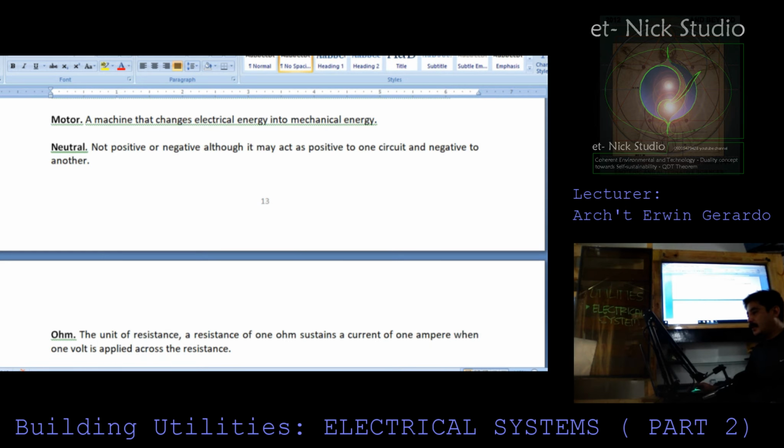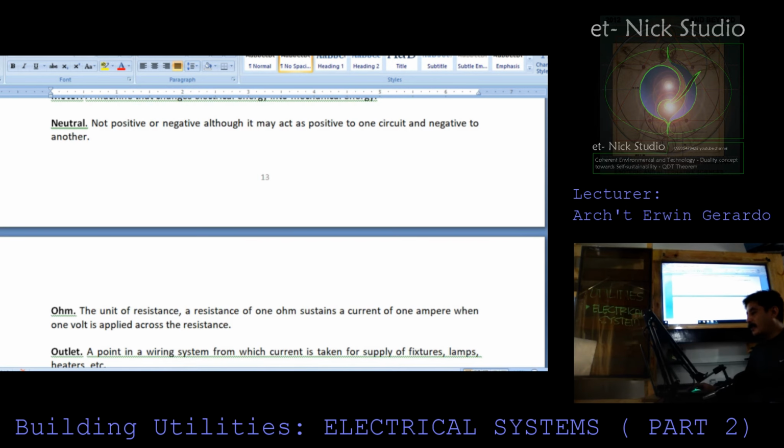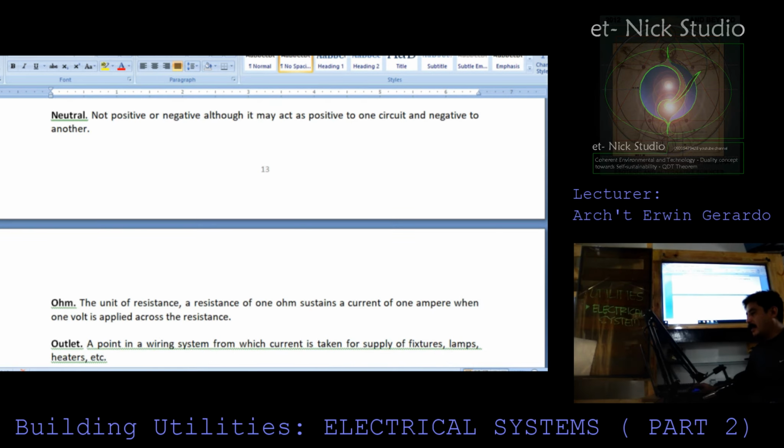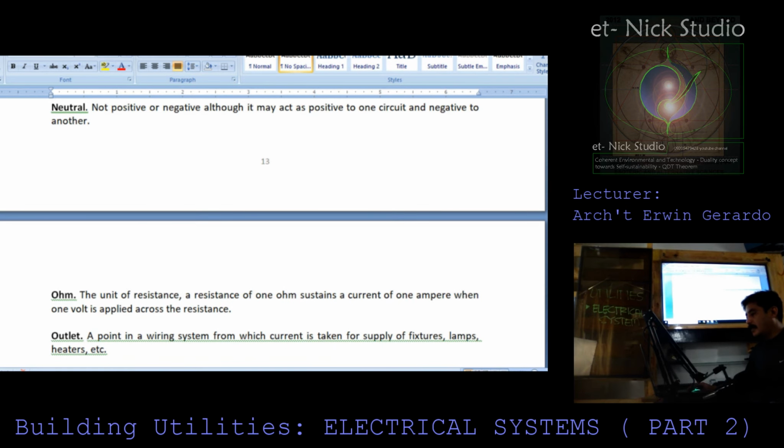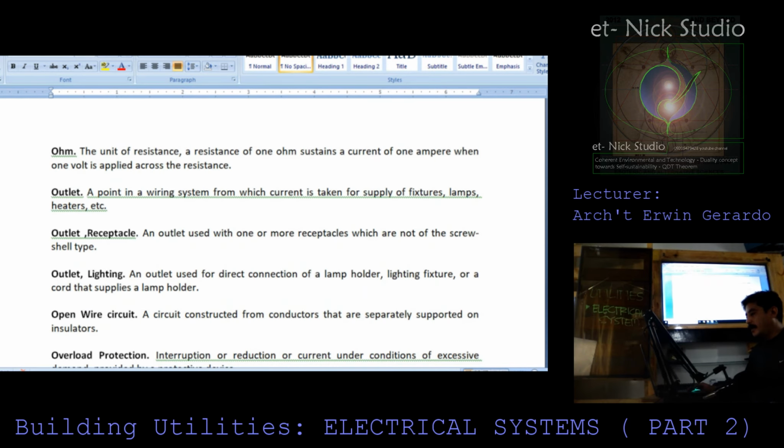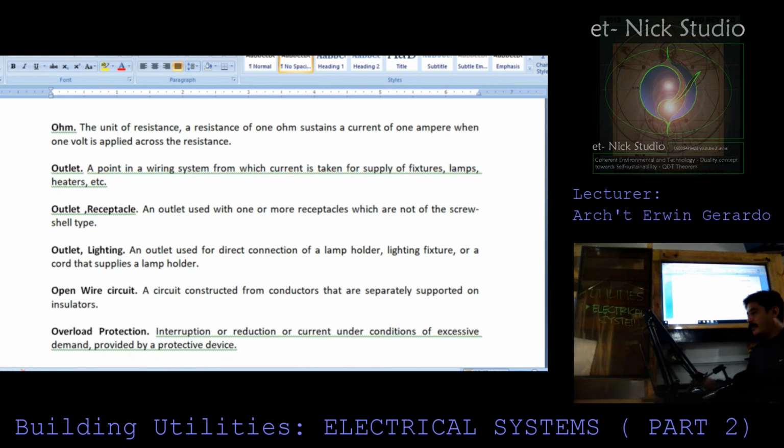Neutral, not positive or negative, although it may act as positive to one circuit and negative to another. Ohm, the unit of resistance. A resistance of 1 ohm sustains a current of 1 ampere when 1 volt is applied across the resistance.